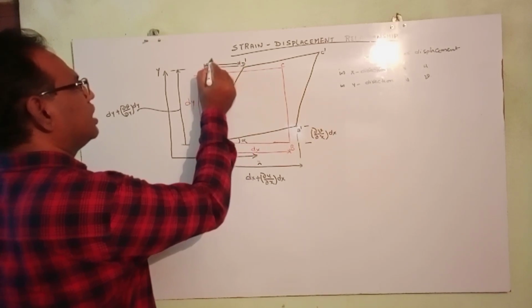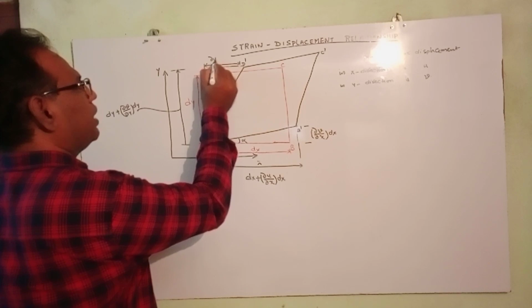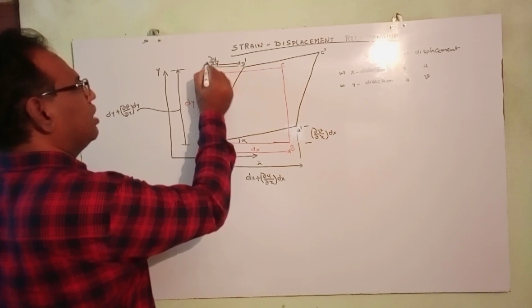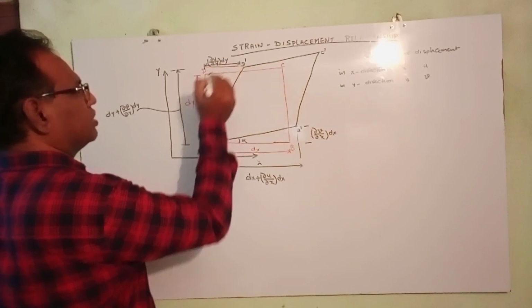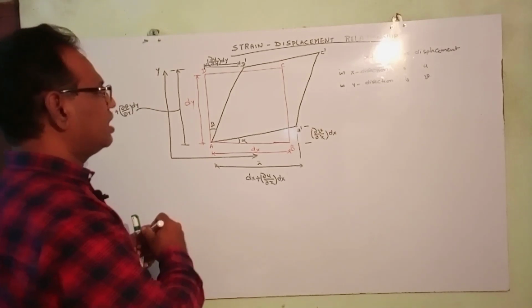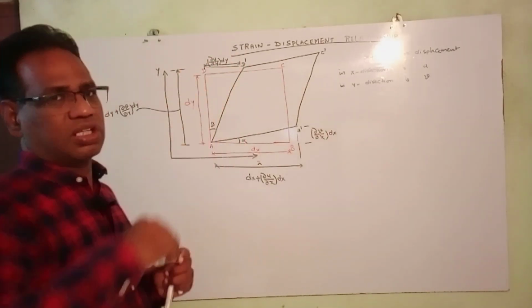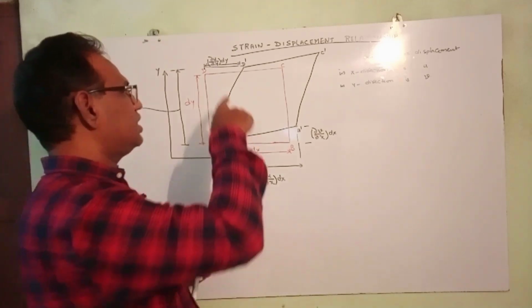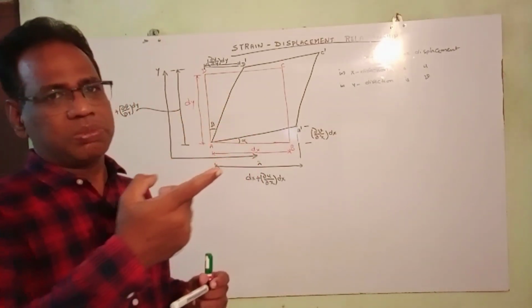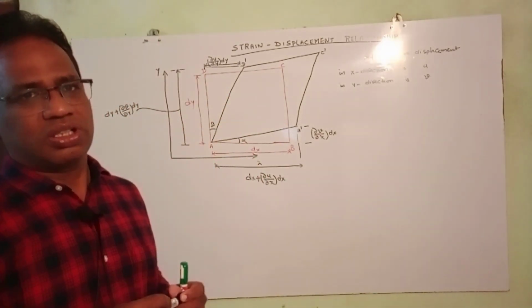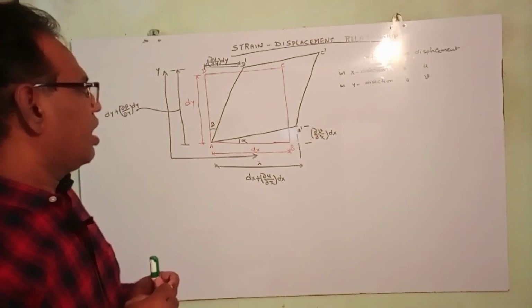This one we consider ∂u/∂y for a small distance of dy. Because of change in length, there may be some change in the y direction also. So because of change in the y direction, there may be deformation in the x direction also. That we consider here.